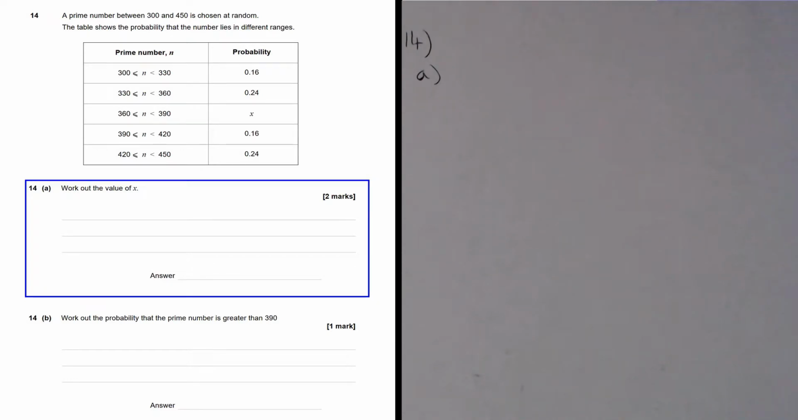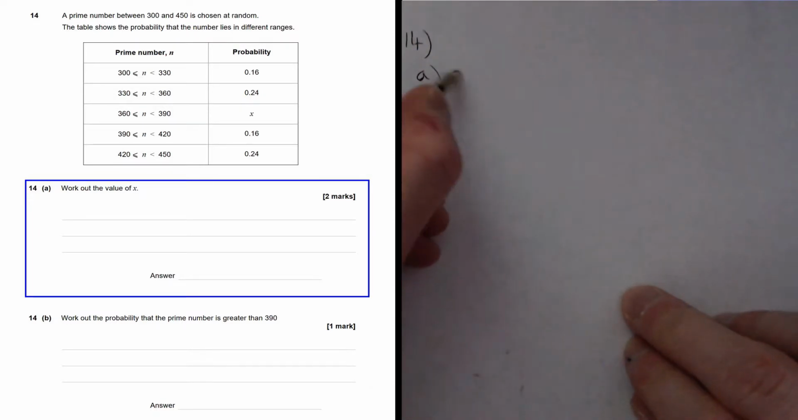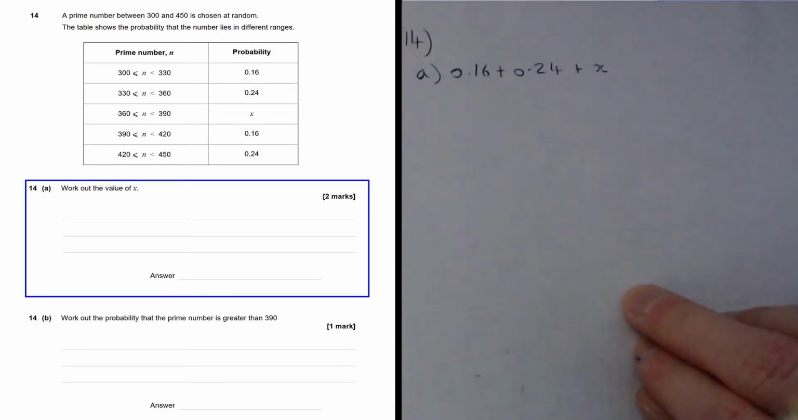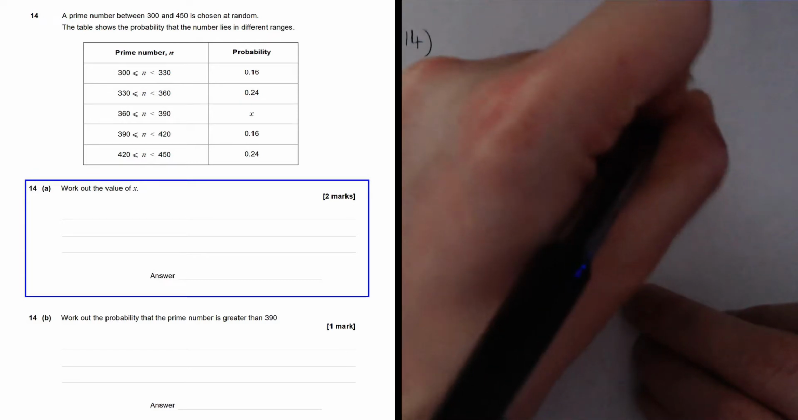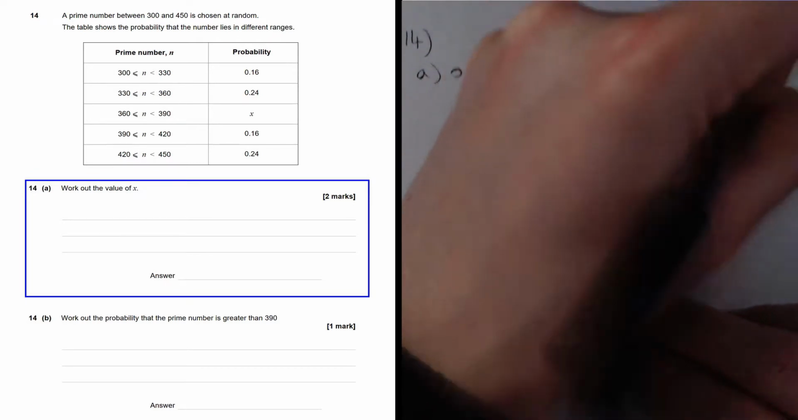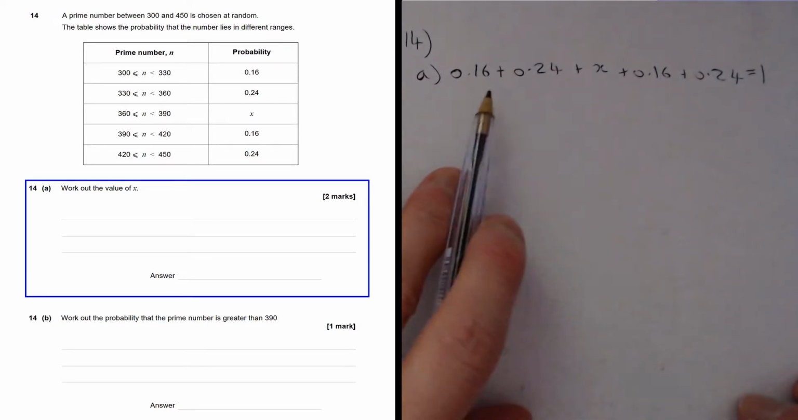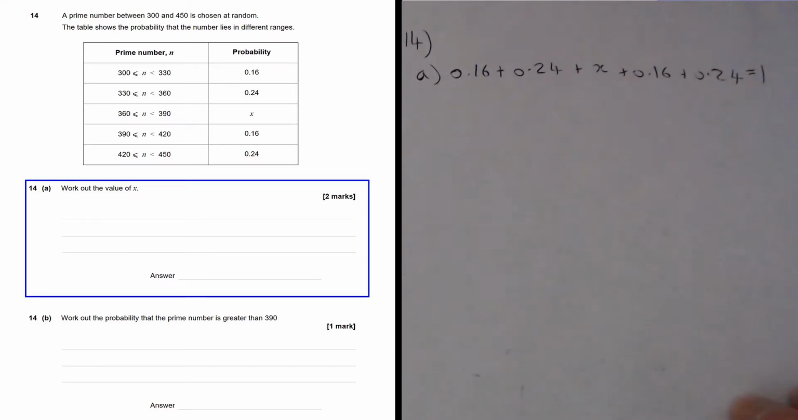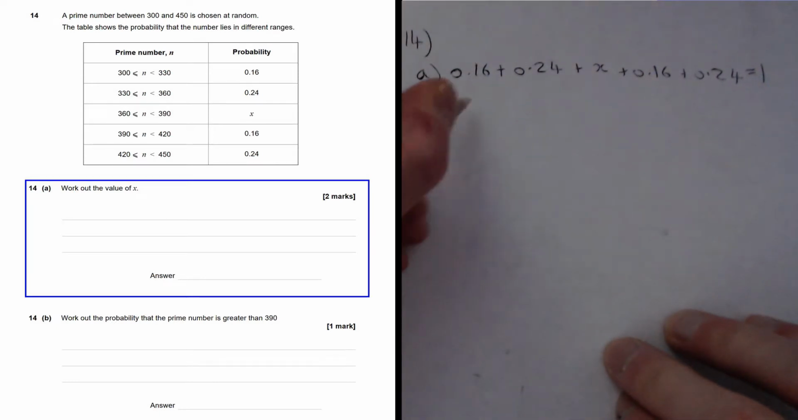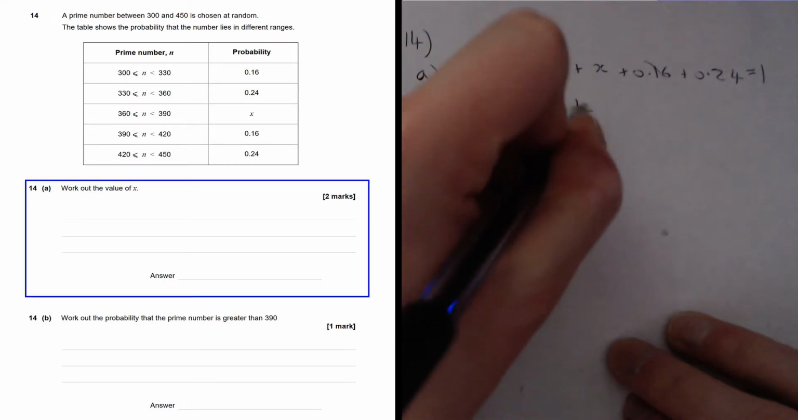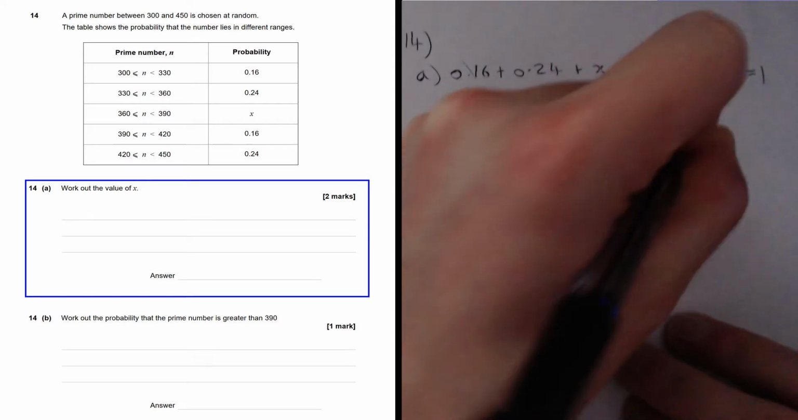So all we need to do is add up all the probabilities, and these should equal 1. So we need to do 0.16 plus 0.24 plus x plus 0.16 plus 0.24. And we know, because these are probabilities, they add to 1. Okay, let's combine some of these. Well, 0.16 plus another 0.16, that's going to give us 0.32. And then we're adding that to 0.24 and another 0.24. Well, that's a 0.48. And then we're adding our x, and that equals 1.